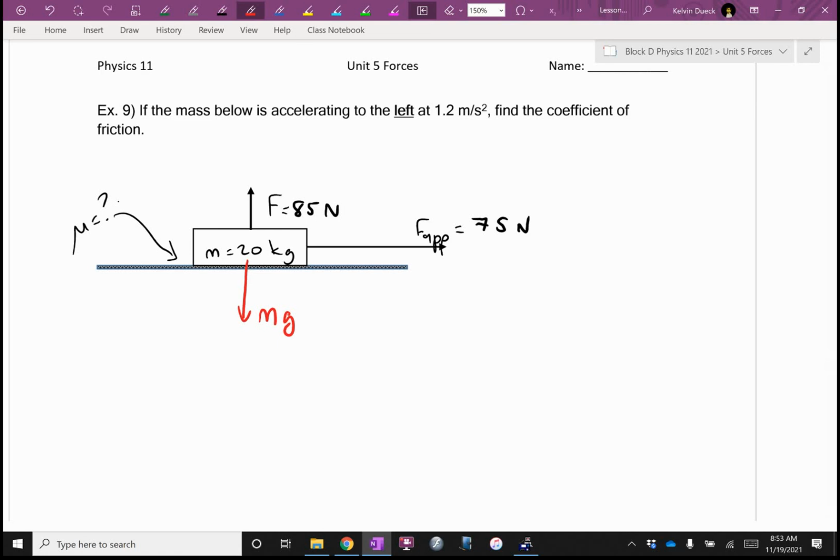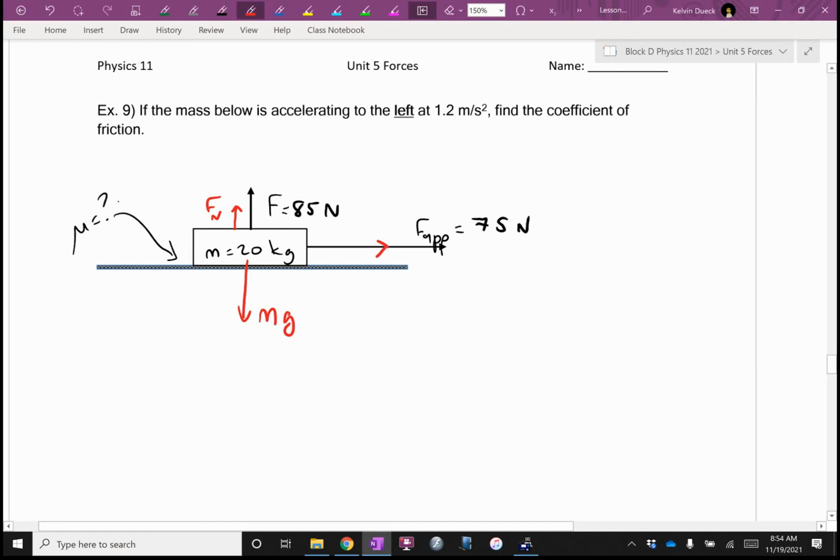Why? Someone else is doing some lifting up already. I don't know who. I don't care who. All I know is something's pulling up with 85. The ground doesn't have to push up so hard. I'll really exaggerate it so it catches my eye. What else? Well, they labeled one for me. That 75 is what? I've got to pause the video for a second. That 75 is F applied. I'll draw an arrow on there just to remind myself I paid attention.